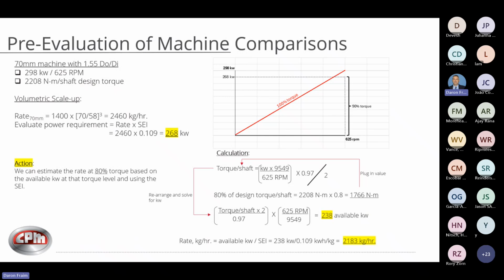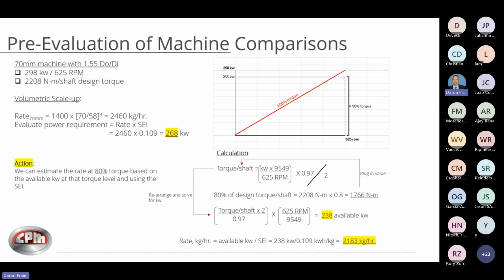So what you can do here, in this case, is say, okay, I need to adjust the rate to target 80%. Let's say I really can't push this machine at 90% torque. So how do I achieve this? Well, you can do the math here. And like I said, this is a little math heavy, but when you look at torque per shaft rating, first of all, you've got to look at your design torque. What is my maximum design torque of that machine? It's 2208 Newton meters per shaft in the upper left here.